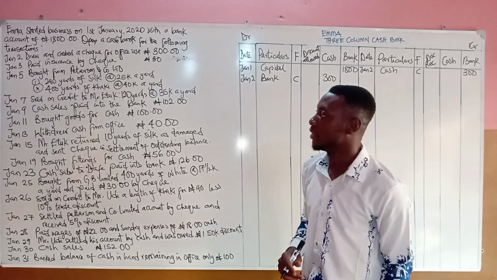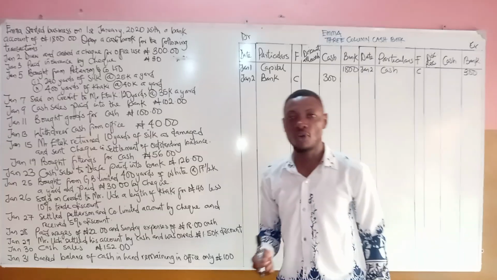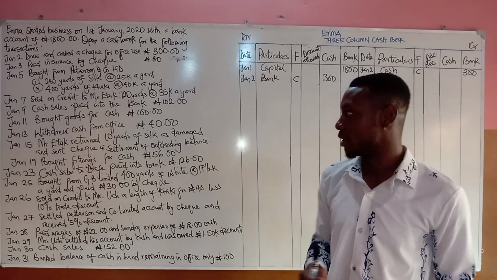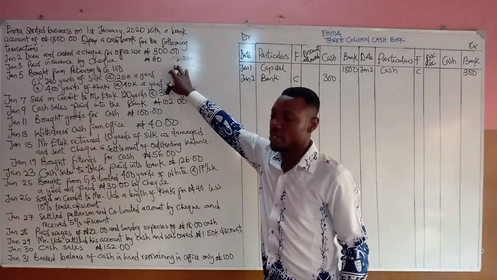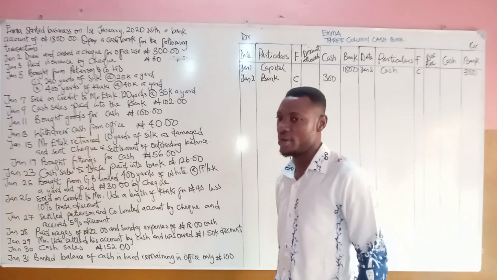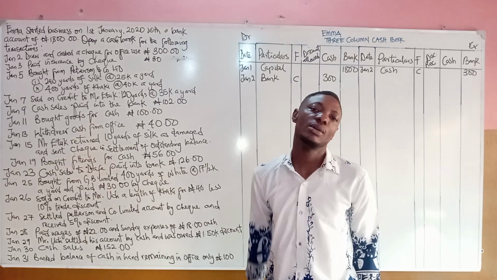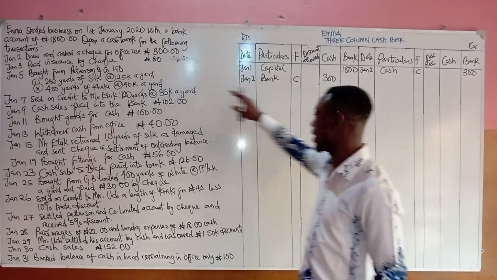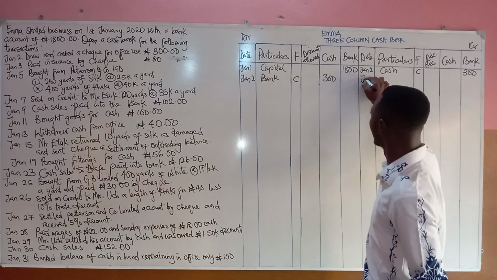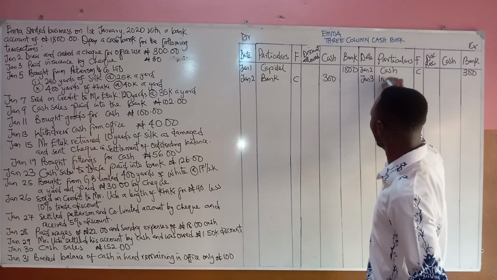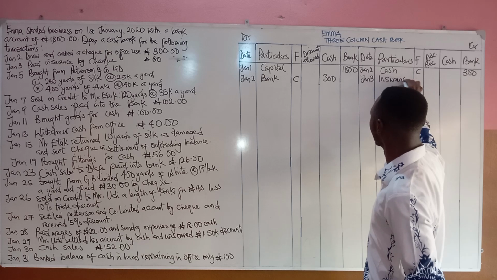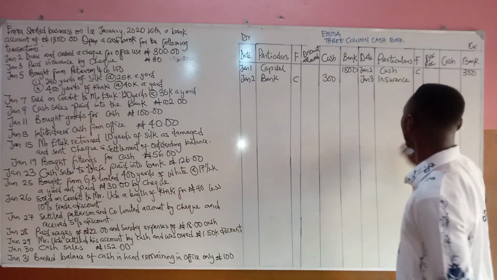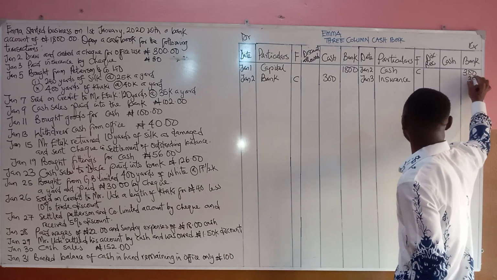Great. So January 3rd, he paid for insurance. He paid insurance by check. Now, if you pay insurance by check, 30 naira, is that an income or an expense? You can guess that it is an expense, so it's going to the credit side. So I have January 3rd, our particulars is insurance because he paid for insurance by check. So we record it under the bank column, 30 naira.